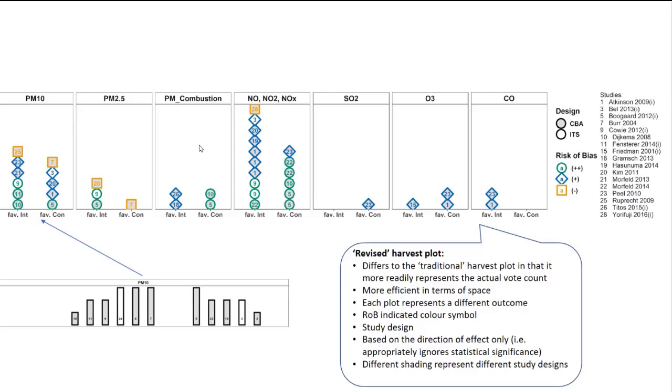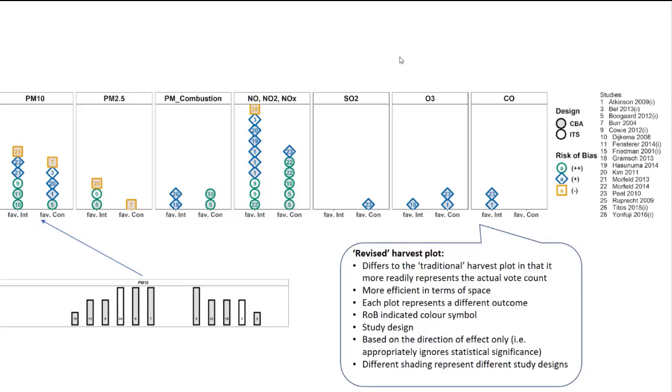Now, again, we're ignoring statistical significance here and are just looking at the direction of effect. And we could shade them. In this case, I've shaded because in the original we had different types of study design, controlled before and after designs and interrupted time series designs. And so this is just a way of seeing all of that information in a nice compact form that you can scan your eye across and see.